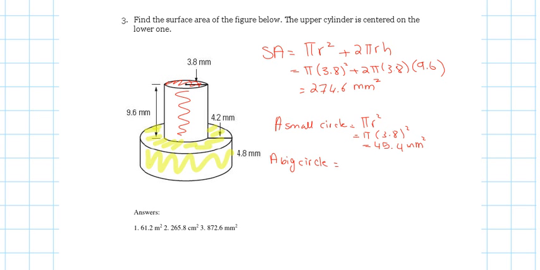And how did you find that radius? That's right. So if you look here, this is your whole radius of the big circle. The outside part is 4.2. The inside part is 3.8. If I add them together, that gives me a radius of 8. So that means it's going to be pi times 8 squared. And that's going to be 201.1.